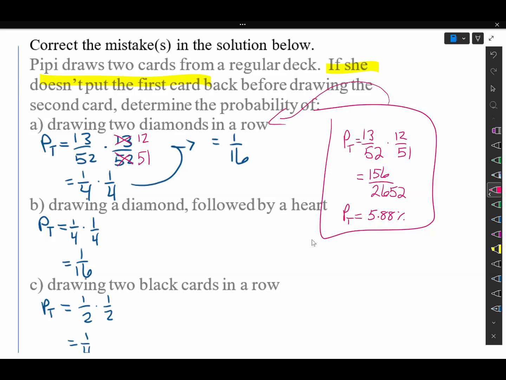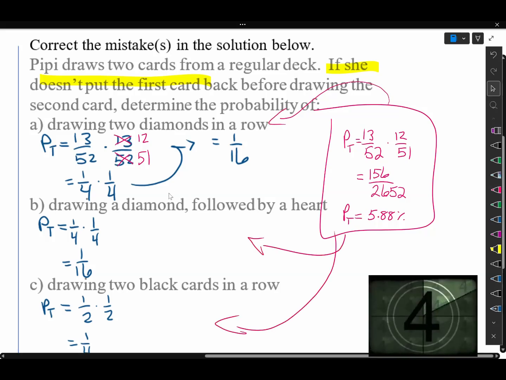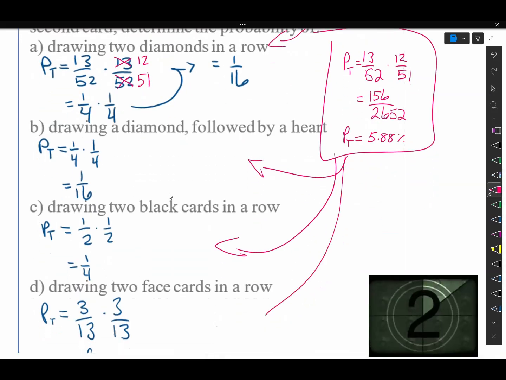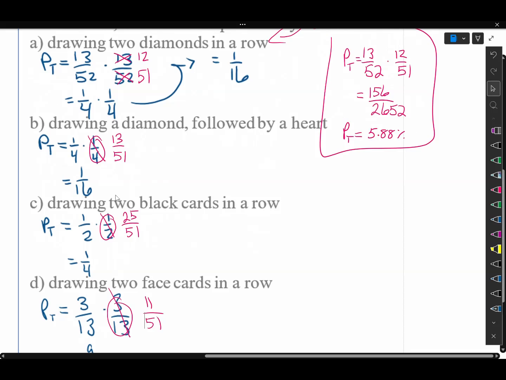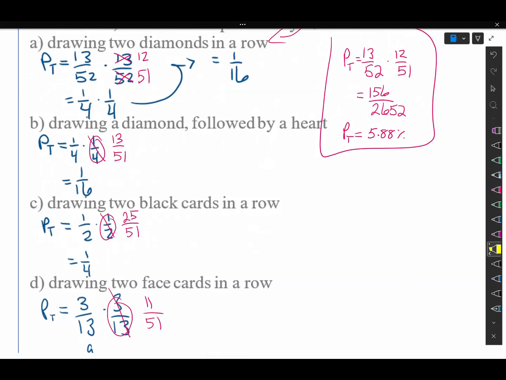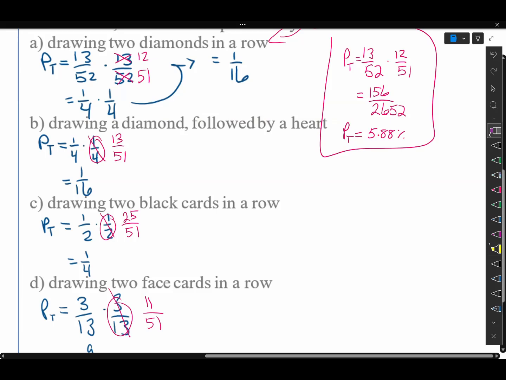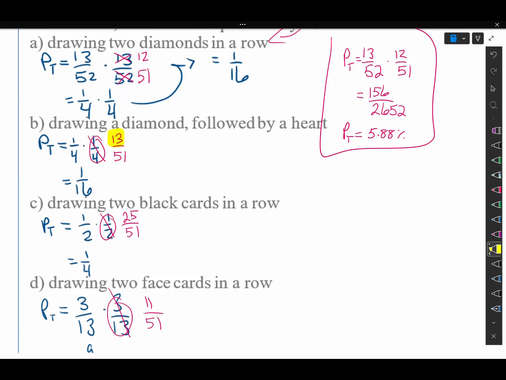I want you to take that logic, try out part B, try out part C, correct the mistakes that were there, and D as well, and then come back, see how you did. Good, so we're changing our fractions like so. First here, drawing a diamond followed by a heart. Well, if we're following a diamond by a heart, there are still 13 hearts in the deck, so that numerator looks correct to me, but there are 51 total cards in the deck, so we'll have to change that.